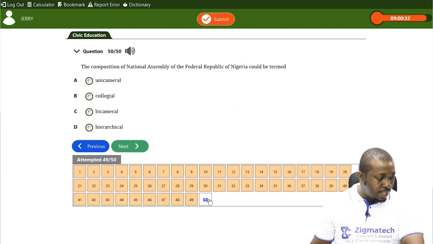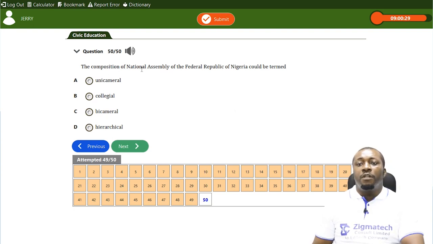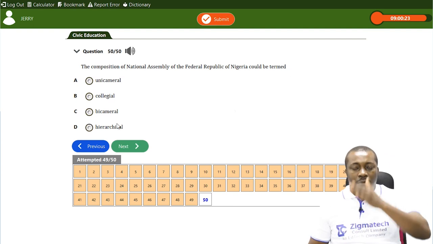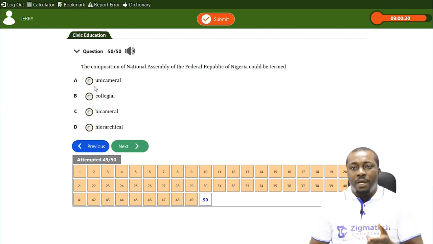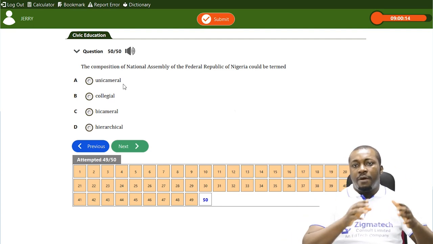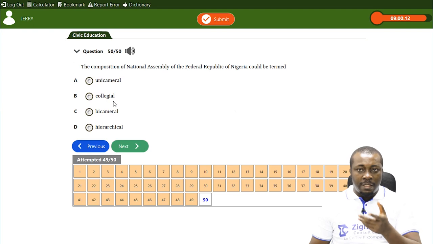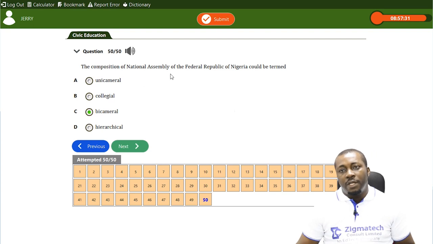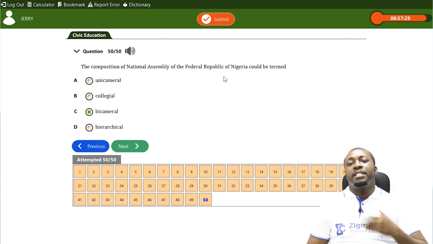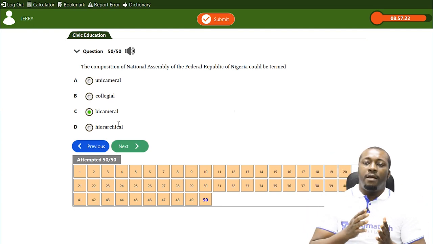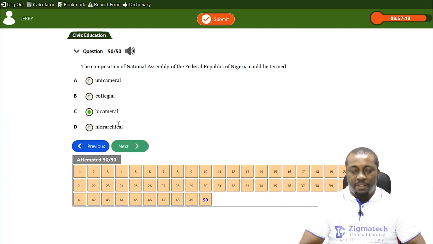Now, this last question says, the composition of National Assembly of Federal Republic of Nigeria could be termed, is it hierarchical? No, it's not hierarchical. A says, is it unicameral? National Assembly has two chambers. So unicameral is a one chamber legislature. Is it collegial? That's committee. Rather, what we have is bicameral. The composition of the National Assembly of Federal Republic of Nigeria is bicameral because we have a two chamber legislature at the National Assembly, the Senate and the House of Representatives, which makes it bicameral.